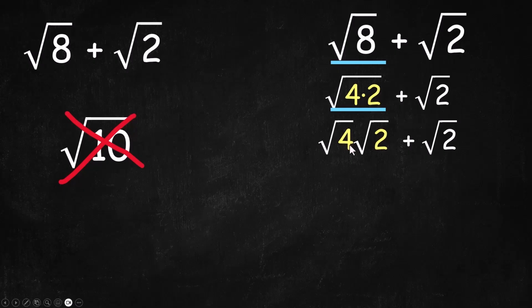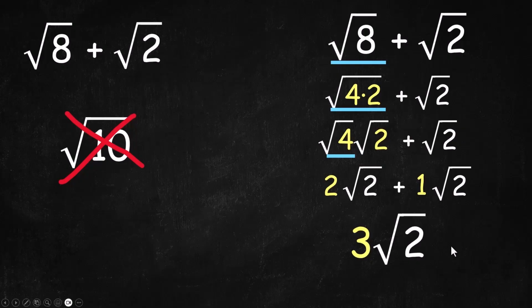This is legal. When it's multiplication, the square root of 4 times the square root of 2 is the square root of 4 times 2. It is not going to work with addition. I just showed you that. The square root of 4 is 2, so I get 2 root 2 plus 1 root 2, and I get 3 root 2.